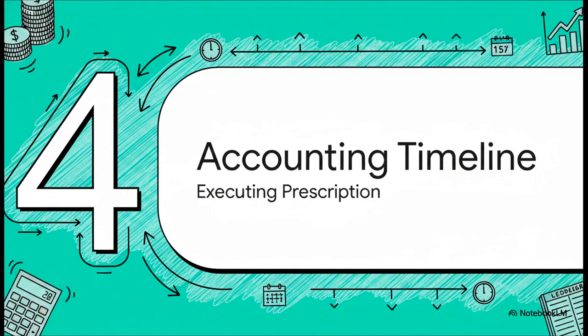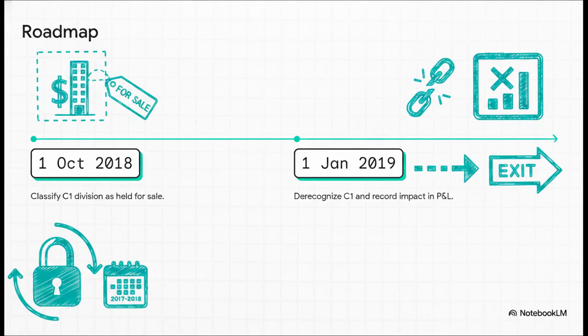Let's move to Section 4, the accounting timeline. It's time to execute this prescription. Here is our high-level roadmap. On the October 1st appointed date, C Limited needs to classify the C1 division as held for sale. Then, on the January 1st effective date, they'll derecognize C1 entirely and hit the P&L with the impact. And crucially, this is important, for the previous financial year of 2017 to 2018, the company must not restate comparative information.